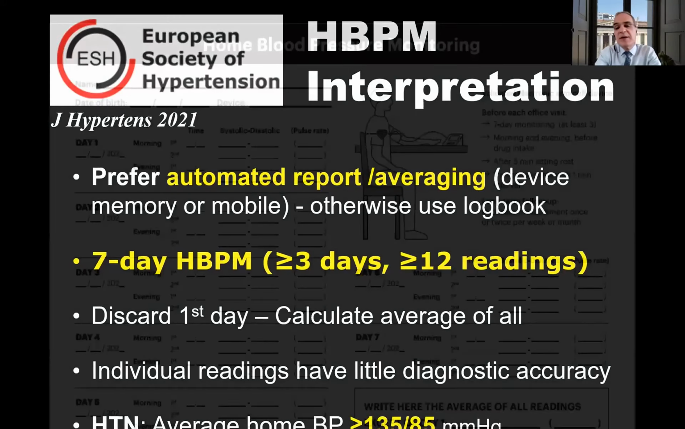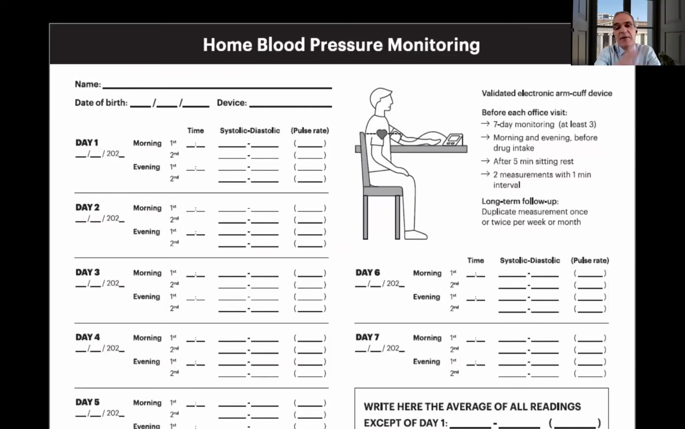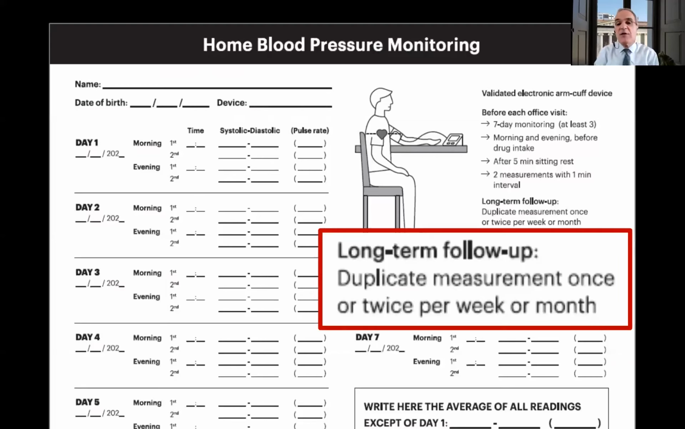And this is a form we give to our patients. We give the form and tell them, in the next visit, a few days before, fill in this form. And within visits, we advise them in the long term to take duplicate measurements once or twice per week, if they like home monitoring, or per month, if they are not too fond of self-monitoring.